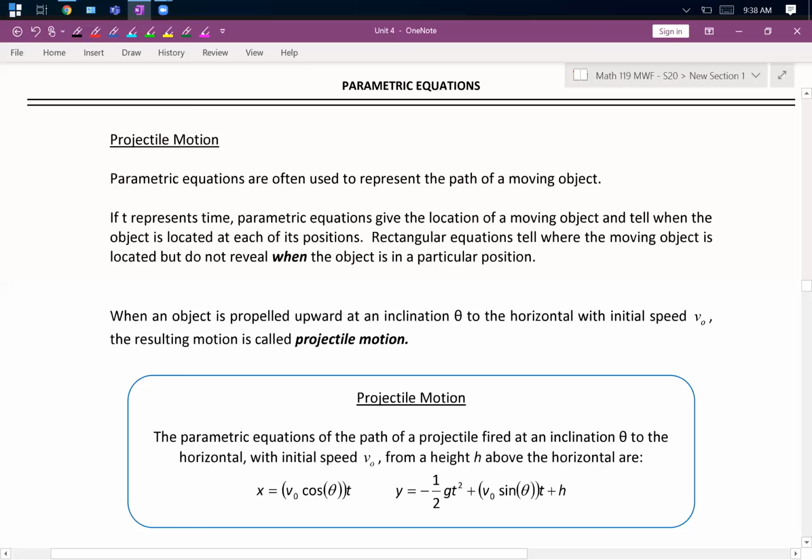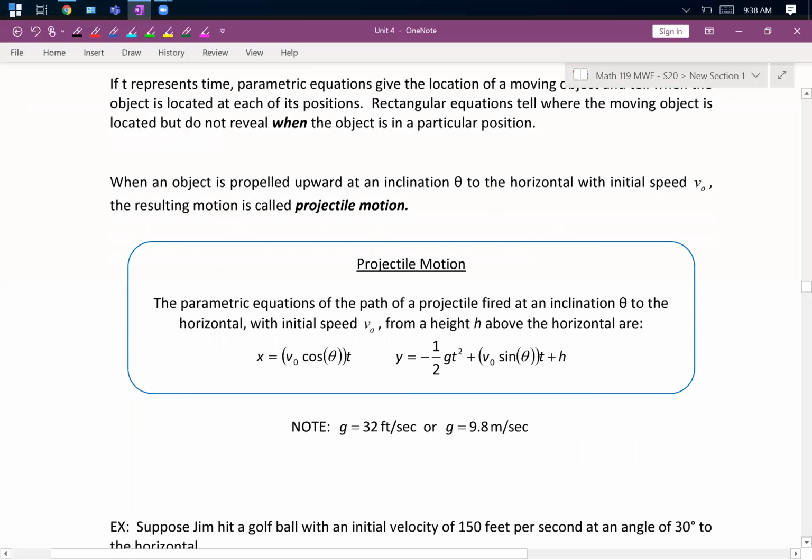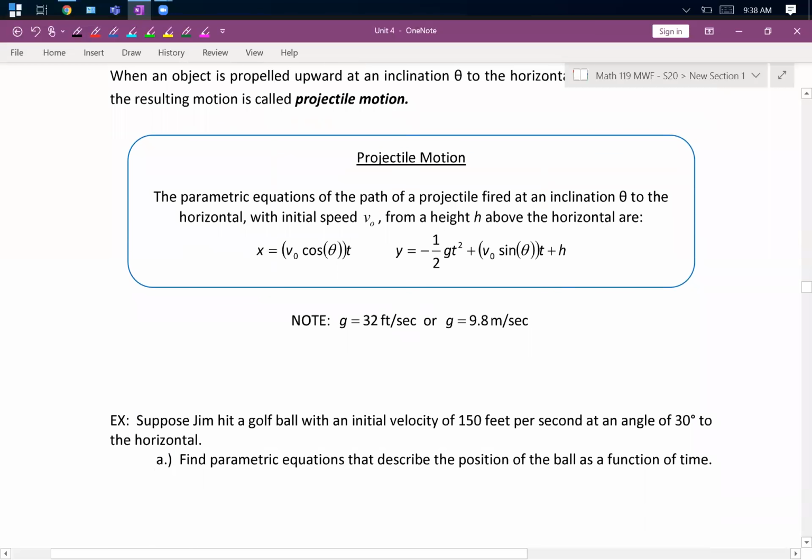When an object is propelled upward at an inclination theta to the horizontal with an initial speed of v sub 0, the resulting motion is called projectile motion. Here we have our formulas for projectile motion. X equals v sub 0 cosine theta times t, and then y equals negative 1/2 gt squared plus v sub 0 sine of theta times t plus h. Now g represents gravity, so we're going to use 32 feet per second squared when we are in US units and 9.8 meters per second squared when we are in metric.